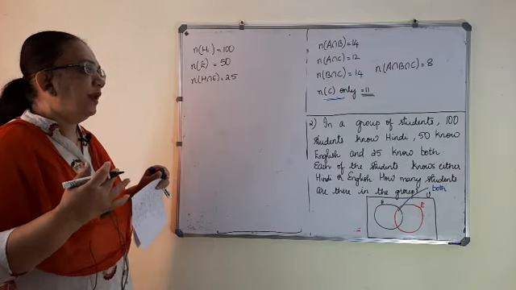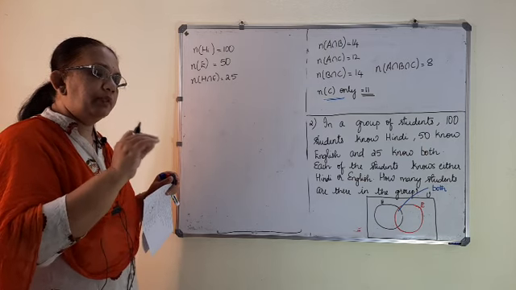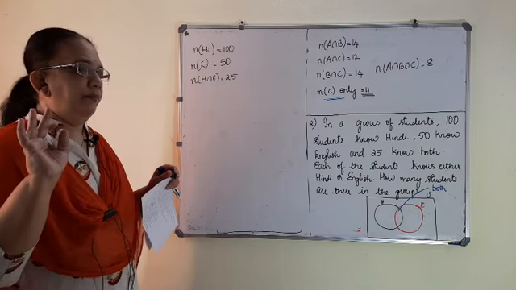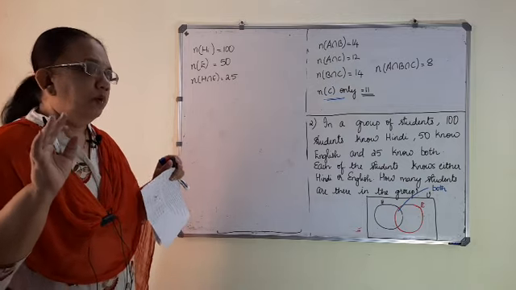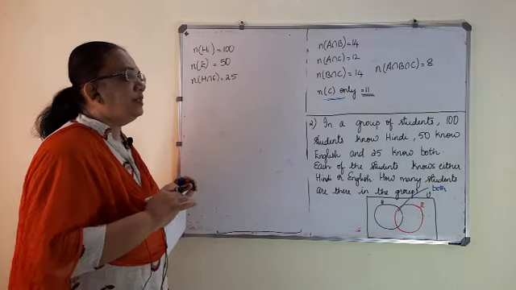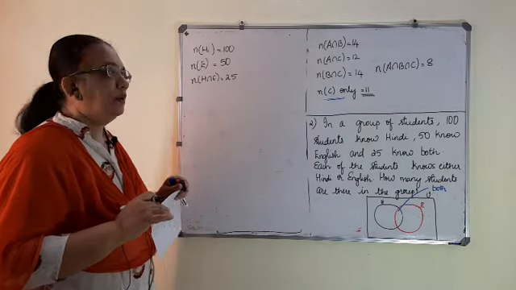So in that survey, the students know either Hindi or English. Some of them know both the languages. How many students are there in the group? So how can you draw this one? Draw the Venn diagram, the universal set. I'll draw it here. The universal set, Hindi, and then English.